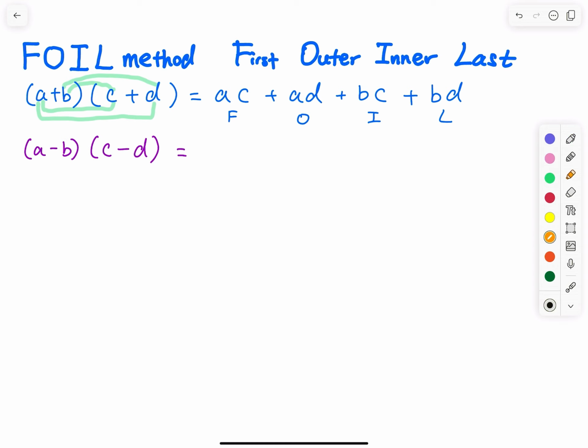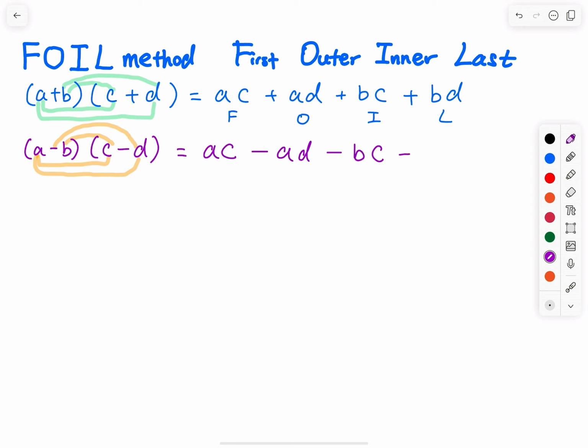The next one, the first will be A times C, and then A times D. So A times D, watch me. A times minus D, positive times minus, that will be minus AD. And then B times C, minus B plus C, minus BC, and then minus B times minus D. So a minus times a minus will be a plus BD. So first, outer, inner, last.